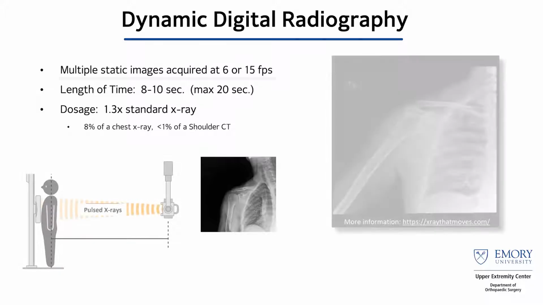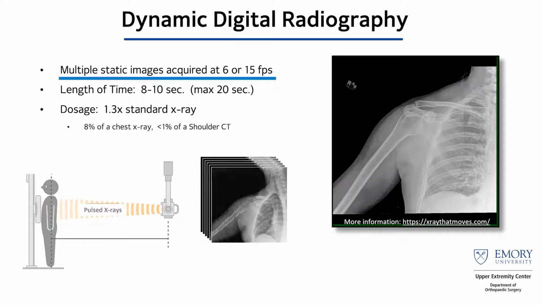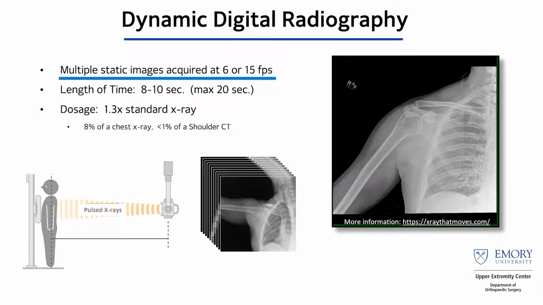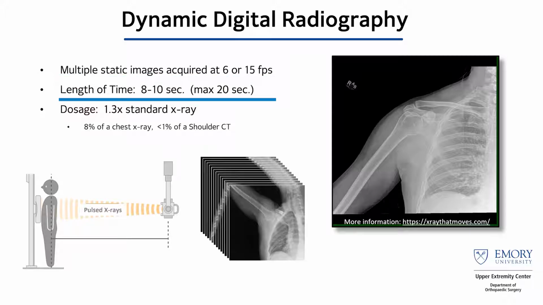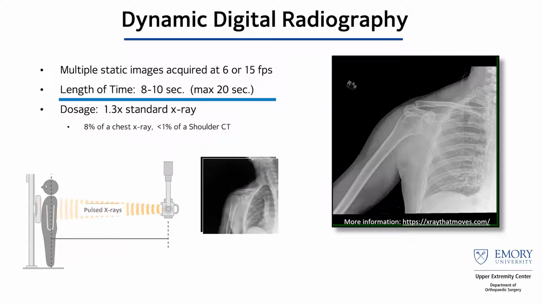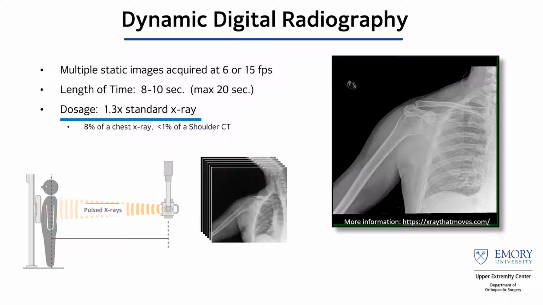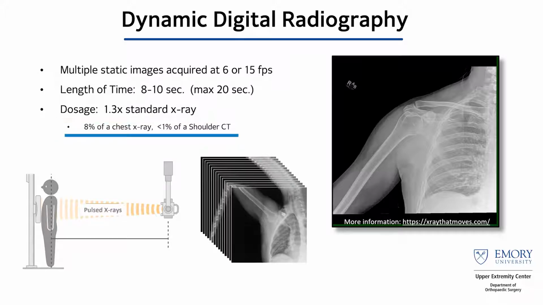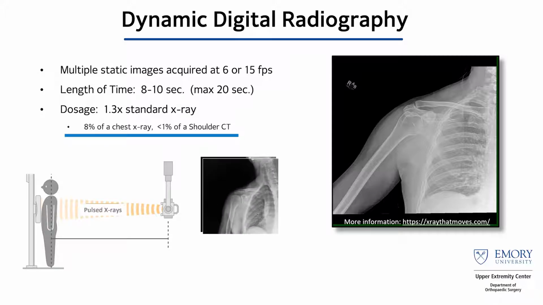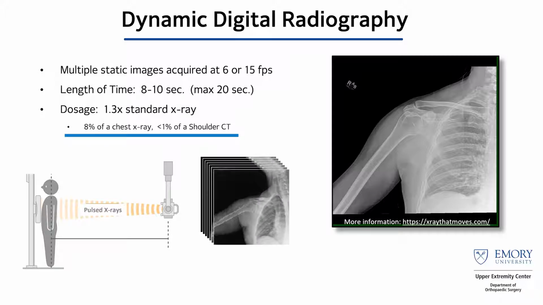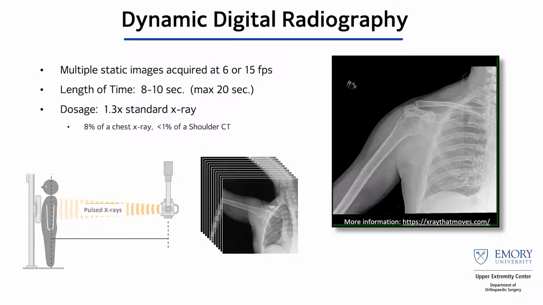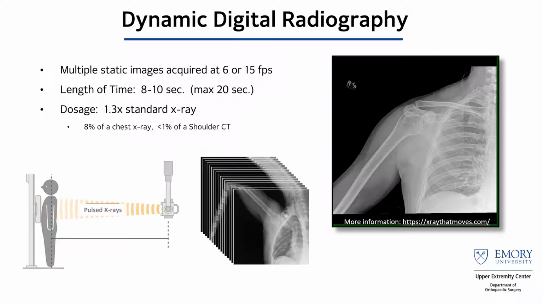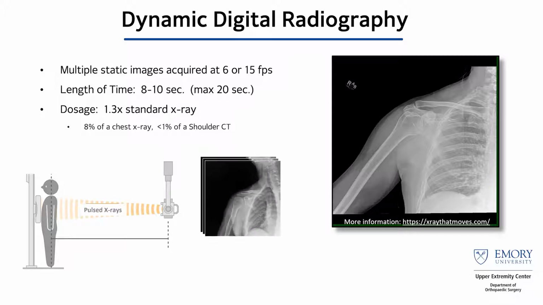DDR, so what is it? It's basically multiple static images acquired at either 6 or 15 frames per second. It's a length of time of approximately 8 to 10 seconds with an average dosage only about 1.3 times greater than the standard x-ray. I think that's important to realize. It's much less than a chest x-ray, much less than a shoulder or CT. And thus, from a patient standpoint, it really doesn't pose much extra risk.